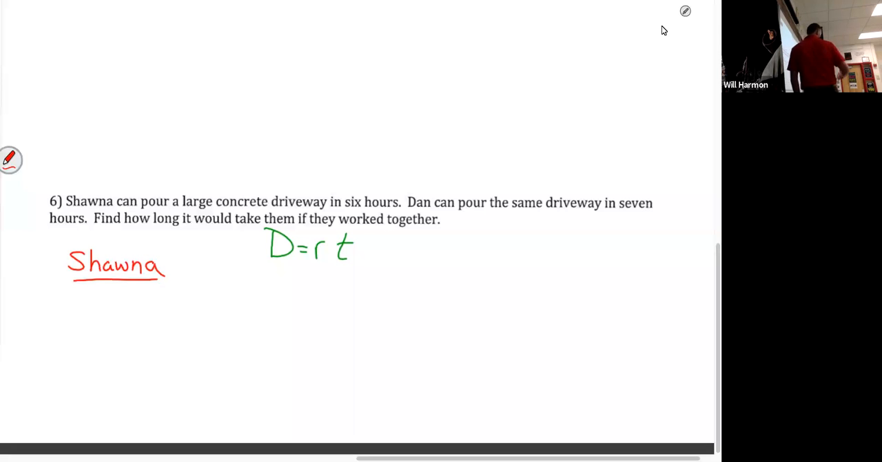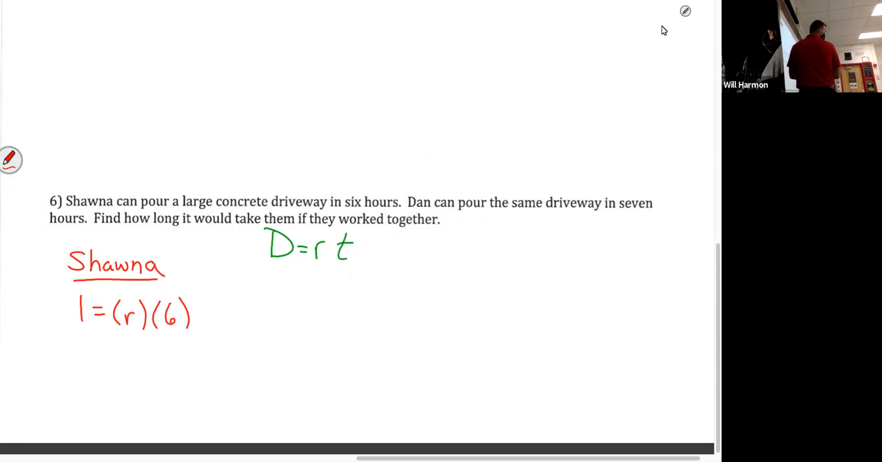No, we're getting there. So for Shauna, the distance, you got to think a little differently though. The distance for Shauna is 1 driveway. So she's going to concrete 1 driveway. We don't know how quickly she does it. But it does take her 6 hours.